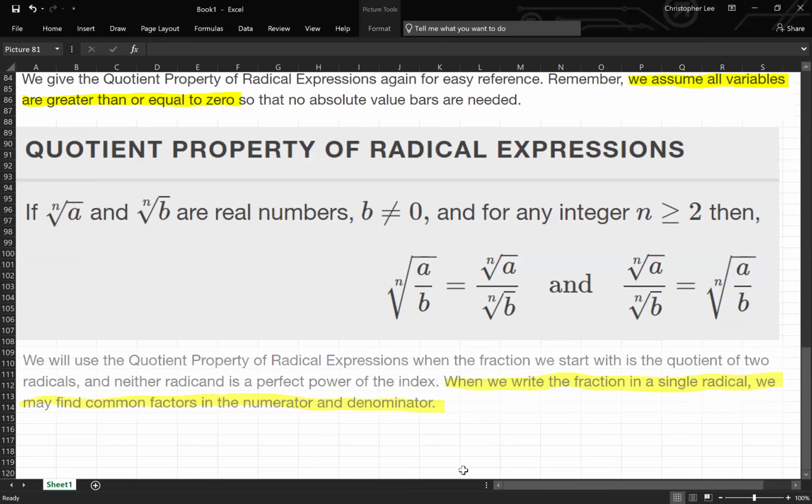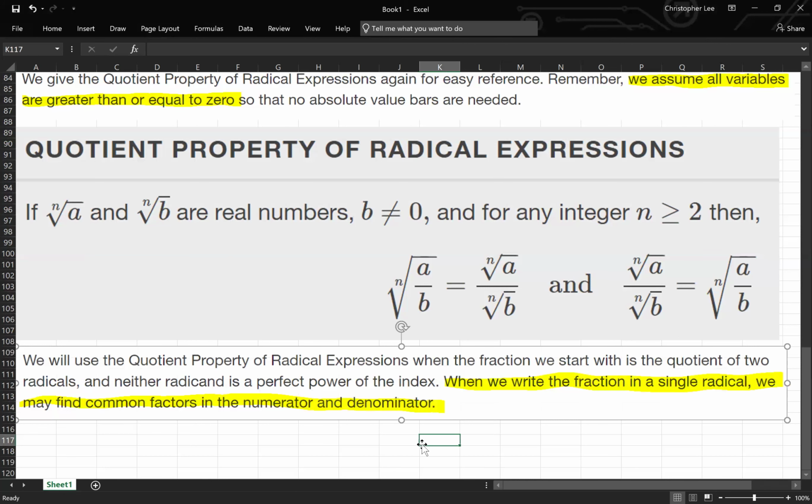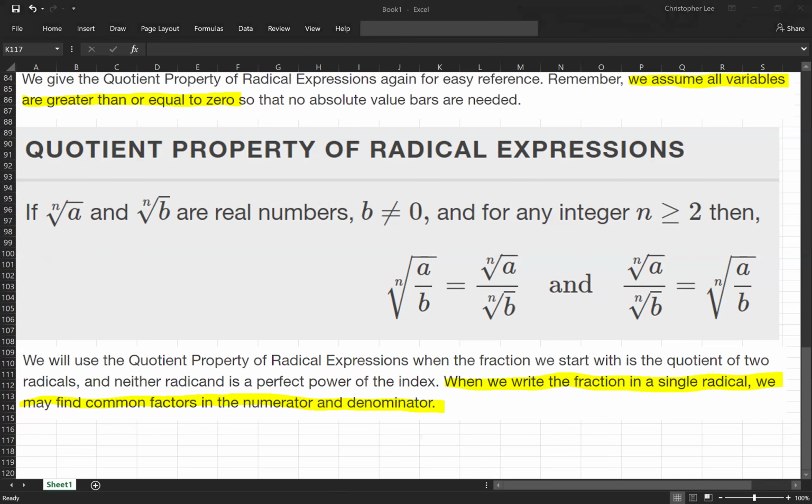All right. So we will use the quotient property of radical expressions when the fraction we start with is the quotient of two radicals and neither radicand is a perfect power of the index. When we write the fraction in a single radical, we may find common factors in the numerator and the denominator. Let's look at an example.